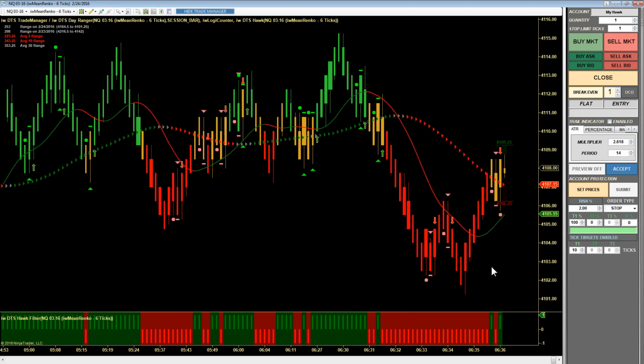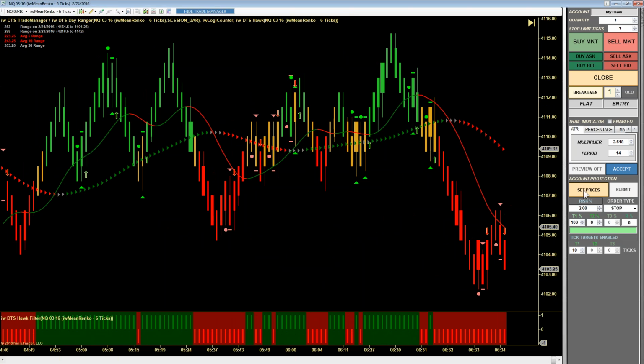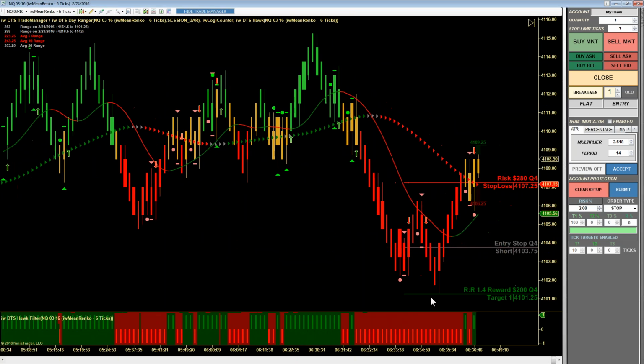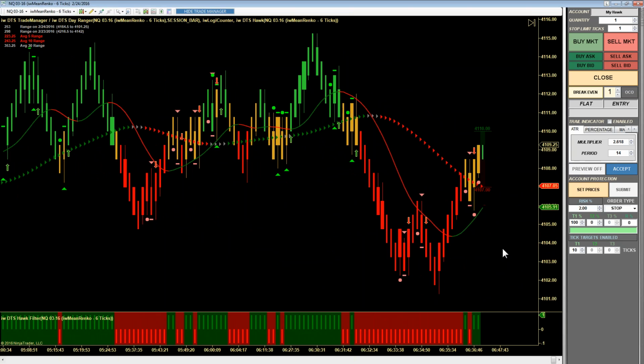Versus the one we were looking at right here, I think it had enough to reach its profit objective. Let's see. Oh, look at that. It just kissed the profit target. Would have hit the break-even trigger, so we would have got out of here at break-even, but so close.